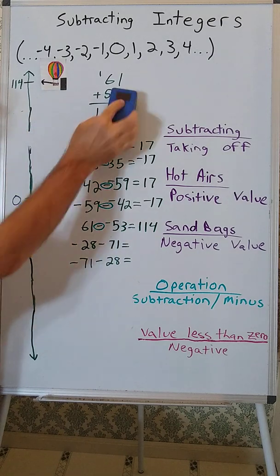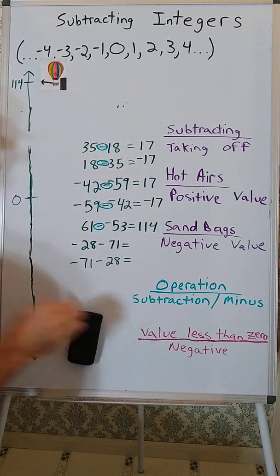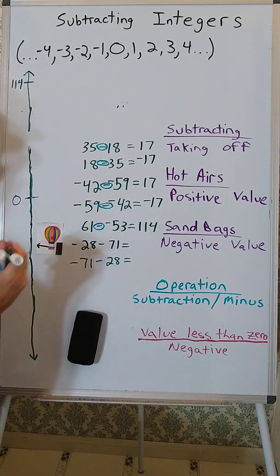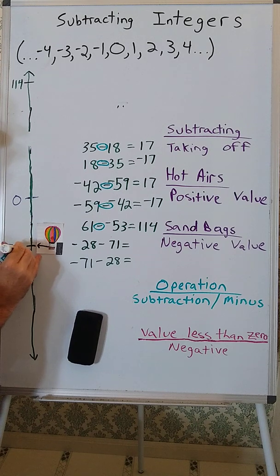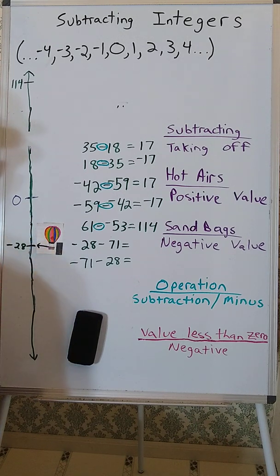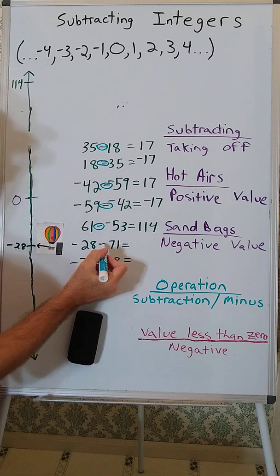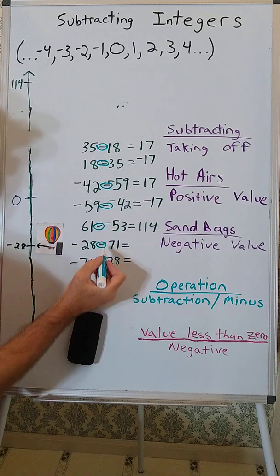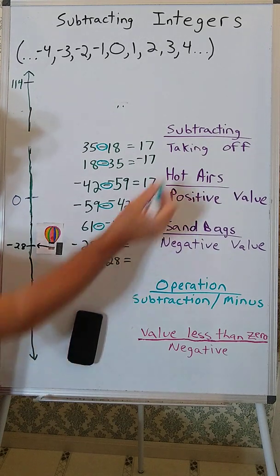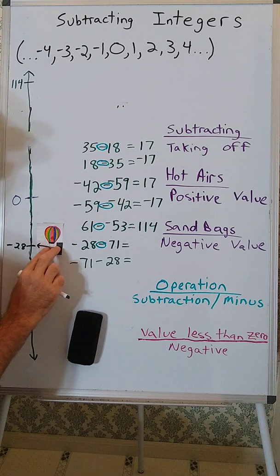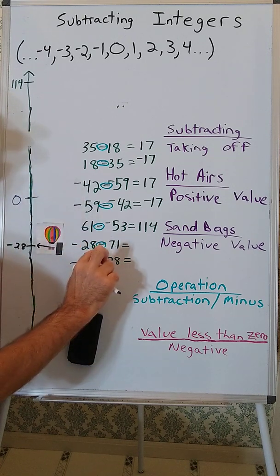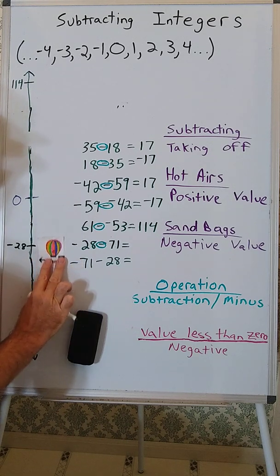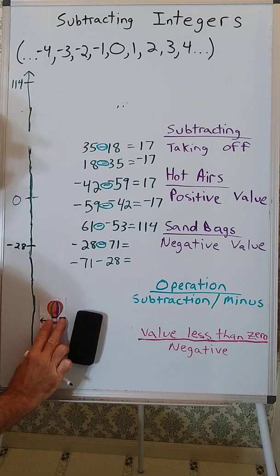Okay, next one is negative 28 minus 71. So, let's see, negative 28 sandbags, so the balloon will start at negative 28. And what are we doing? Minus, and the number after the minus is 71. So that's hot airs. So we're subtracting hot airs, we're taking off hot airs. And the balloon needs the hot airs to go up, so if you take them off, it's going to go down or descend. So it's going to go down 71 more units.